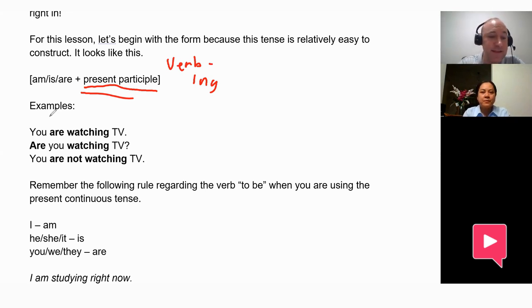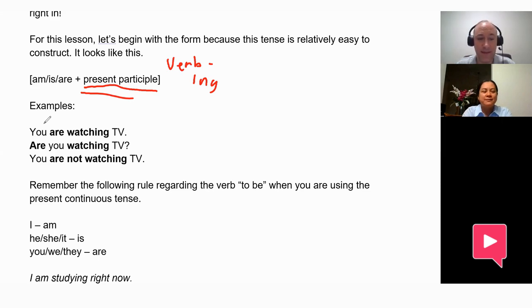Can you read these three examples, and then we can see an example of a positive sentence, a question, and a negative sentence? Okay, you are watching TV. Are you watching TV? You are not watching TV. Good. So notice the difference between the statement and the question. How does the word order change? In the first sentence, the subject comes before the verb to be, and in the second sentence, the verb to be comes before the subject. Yeah, that's right.